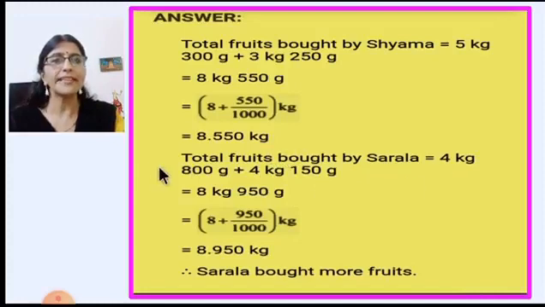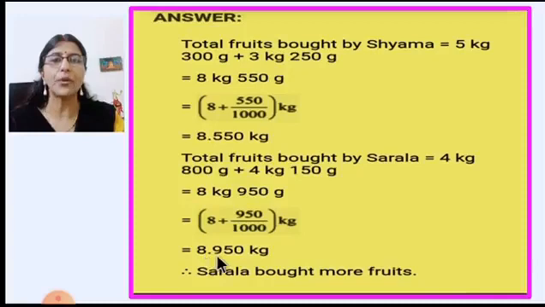Now another lady is there, Sarla. Sarla bought 4 kg 800 grams of fruits plus 4 kg 150 grams of fruit. So now we are going to add this. 4 plus 4 is 8 kg and then 800 plus 150 is 950. Now again same method. This we will keep as it is because it is already in kg. This we will convert into kg. So 950 is in gram. So we'll divide it by 1000. Now again we'll convert this into decimal fraction. There are 3 zeros. So point will be shifted from the end 3 places to the left. 1, 2, 3. So point will be here. So when you add this 2, you will add.